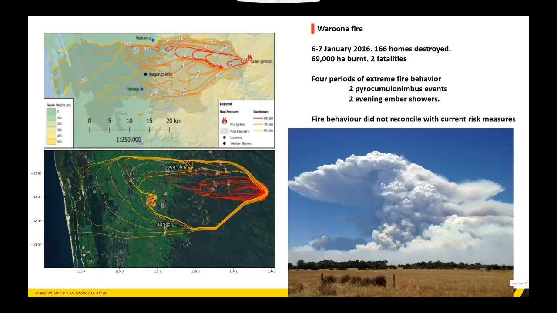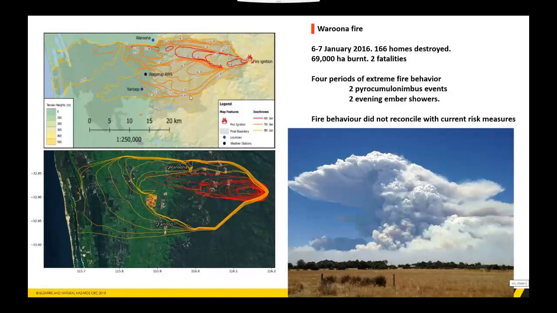And importantly, the fire behaviour that occurred didn't really reconcile with the current risk measures. And that's largely because a lot of the time when we're looking at the traditional approaches to predicting fire spread and looking at fire risk, we're looking at the surface parameters, whereas what happened at Waroona was really interactions between the energy released by the fire and the atmosphere above the surface.